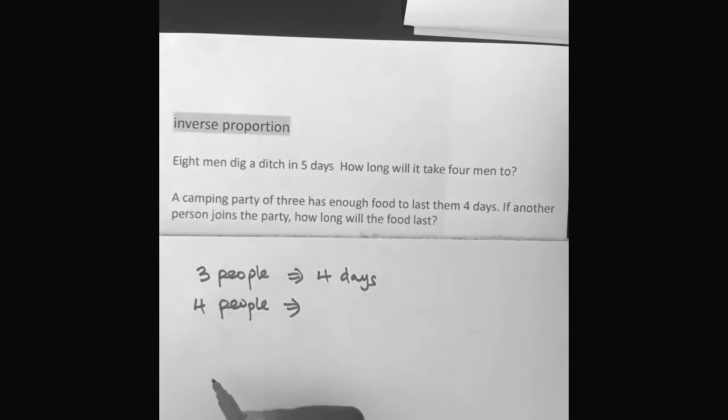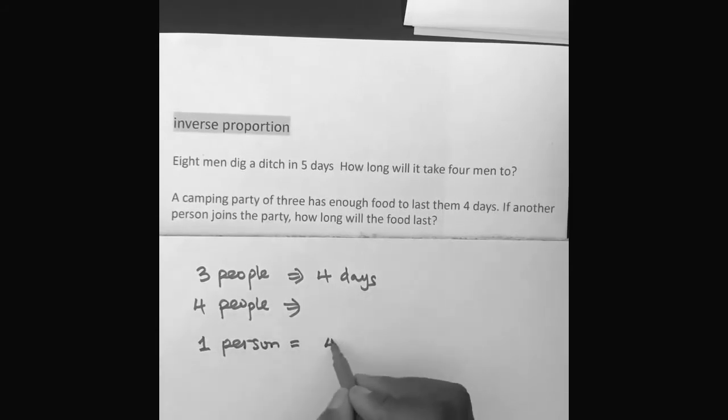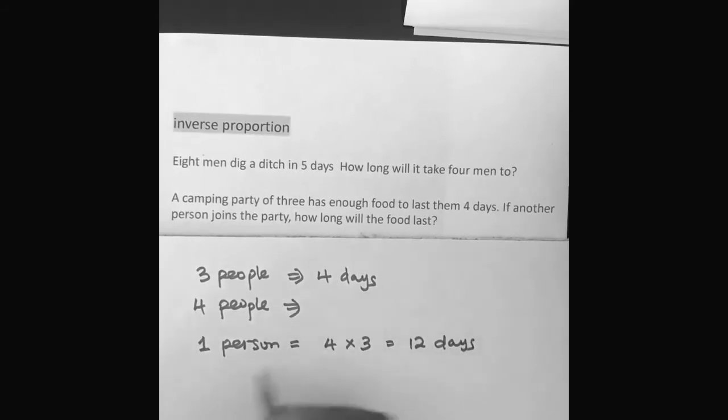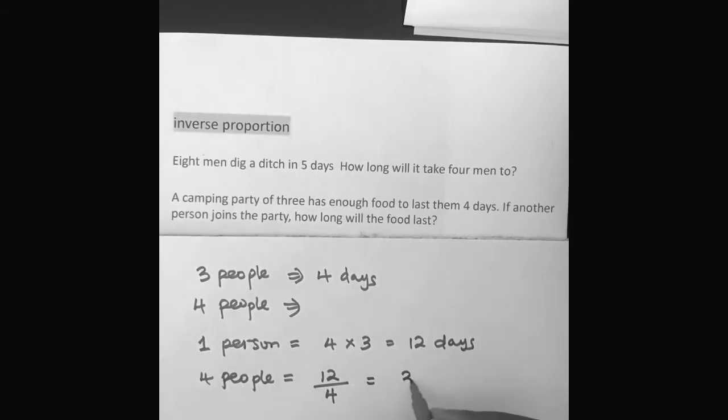But let's see how we can work out how long it takes 1 person. 1 person would be equal to 4 times 3, which is equal to 12 days. Therefore, 4 people would then be equal to 12 divided by 4, which is equal to 3 days.